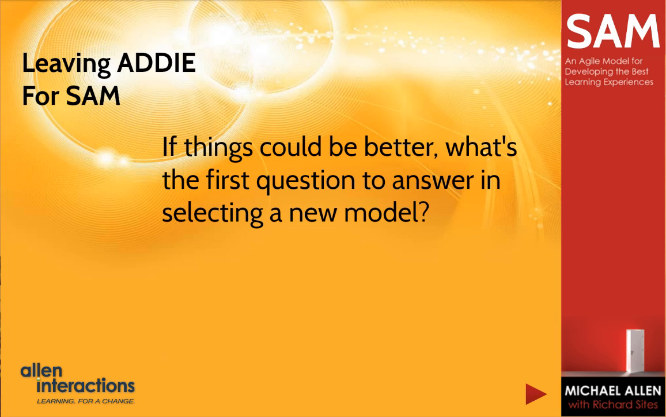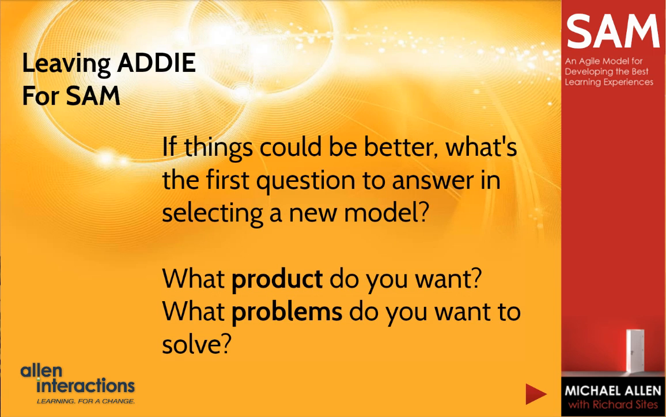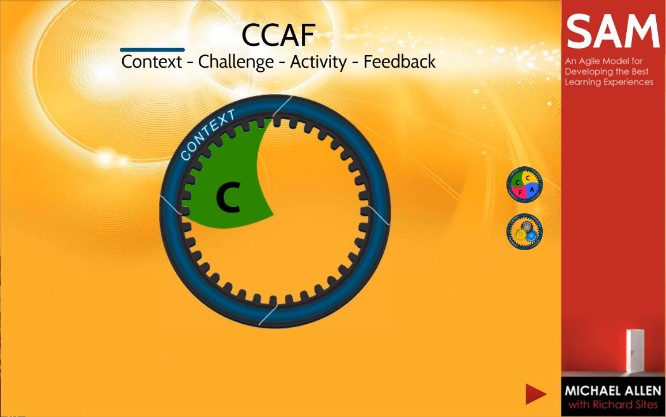I think one of the first things to consider when thinking about a model is, what product do you want to produce? You can't pick the best process if you don't know what product you want. So you really need to start with a definition there. And you also need to ask yourself, what problems should the process be addressing? Now, for me, I look for instructional activities that are defined by CCAF. They're defined by context, challenge, activity, and feedback.